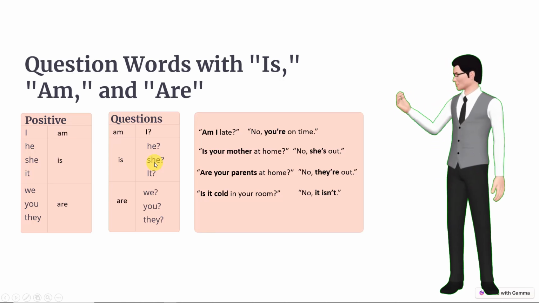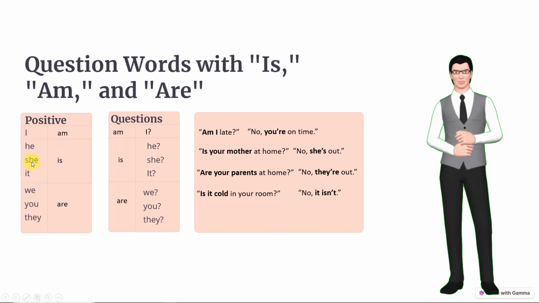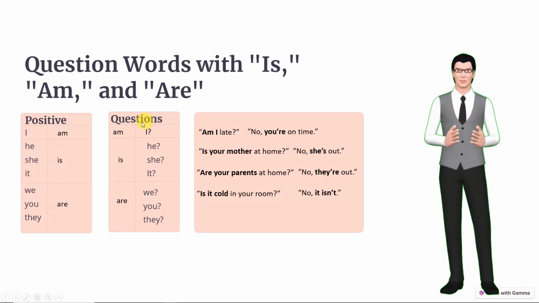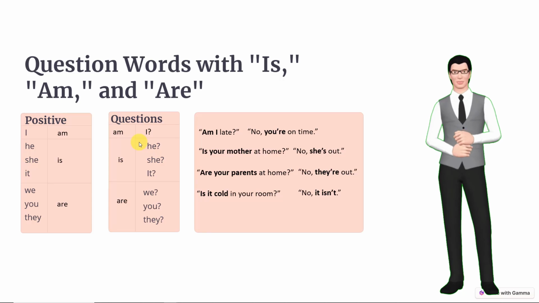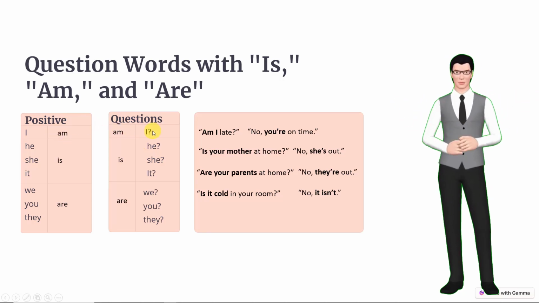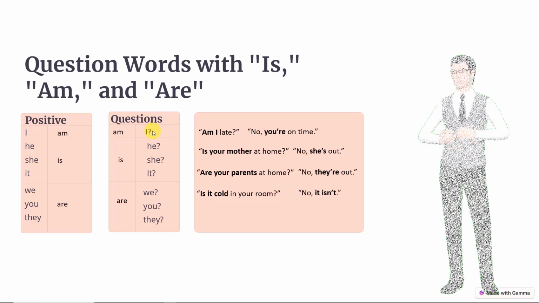Honestly, you must be able to say them without even thinking. I am, he is, she is, it is, we are, you are, they are. Guys, you must know all this stuff off the top of your head. You mustn't even have to think about it to answer, because this is the basis of asking questions using the verb to be. Honestly, guys, these are too important.